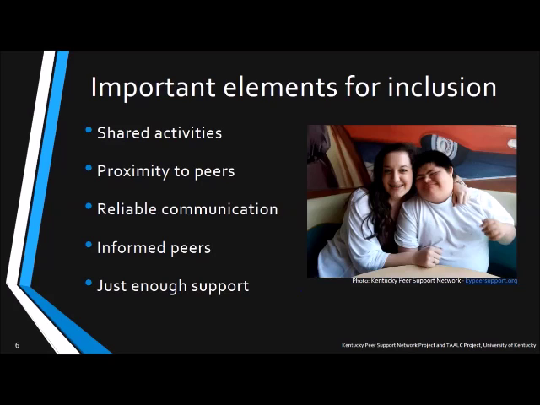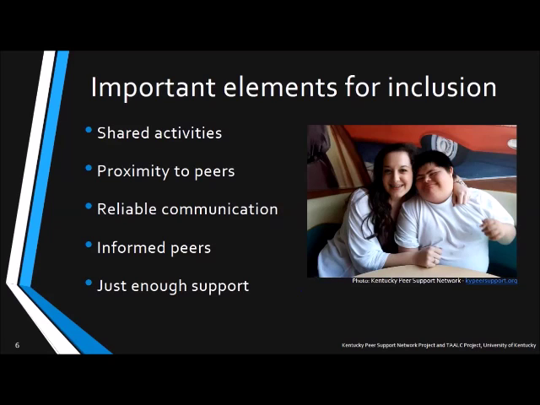Proximity to peers. We need to be near our peers if we're going to have the opportunity to communicate with them and develop relationships with them. Reliable communication, of course, that's kind of our underlying premise here. Informed peers.